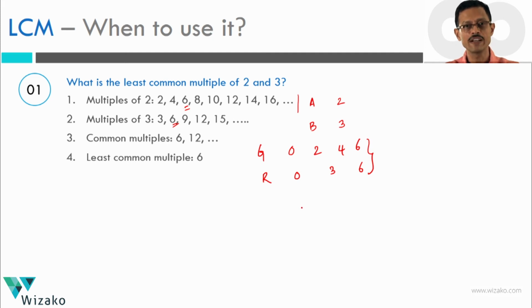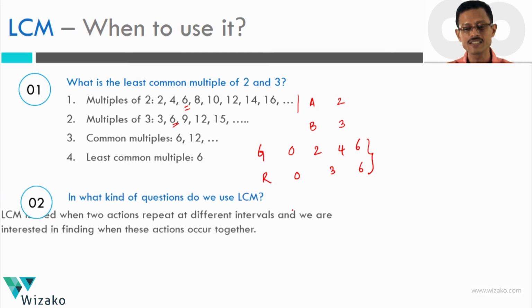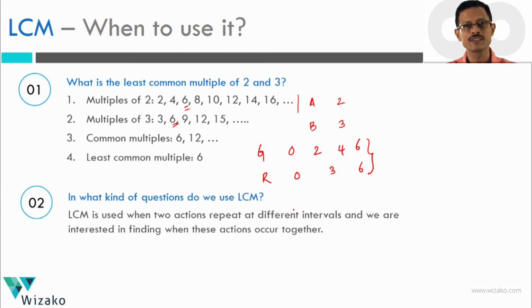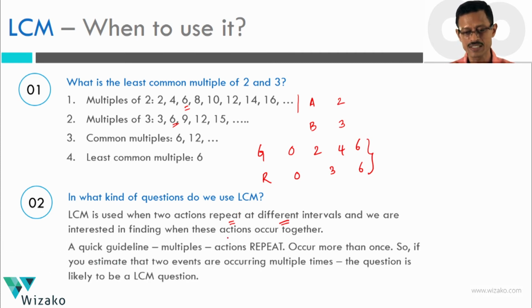So how do we figure out when to use LCM? When we find things repeating, when things happen more than once, then we will use LCM. The idea is to figure out when both these events, which repeat at different intervals, coincide. To find the point of coincidence is when LCM is used. This basically captures the keyword: when actions repeat, when they happen multiple times, and you want to find out when they coincide, an LCM will be used.